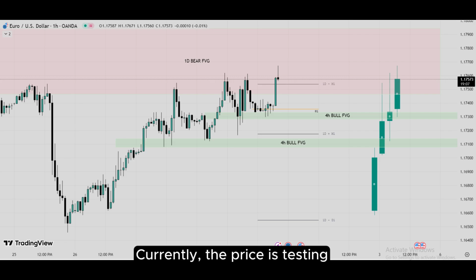Currently, the price is testing the one-day fair value gap from below, which may now act as resistance. All signs are pointing downward, and the next logical target is the next area of support. We'll be watching to see if sellers can maintain control and push the price lower from this critical point.